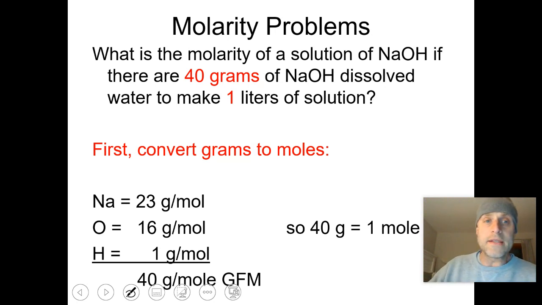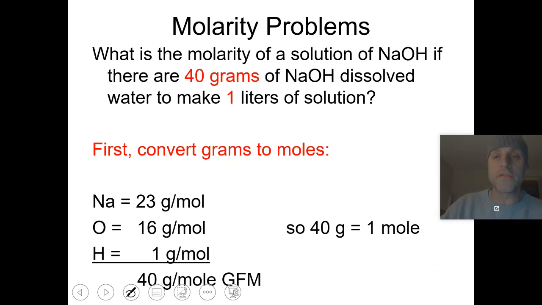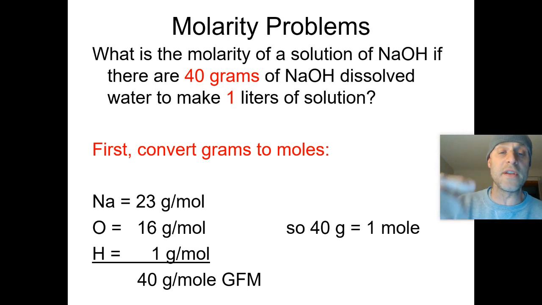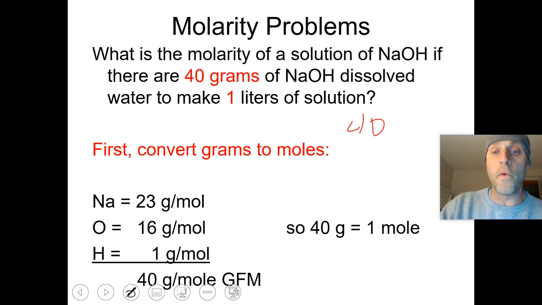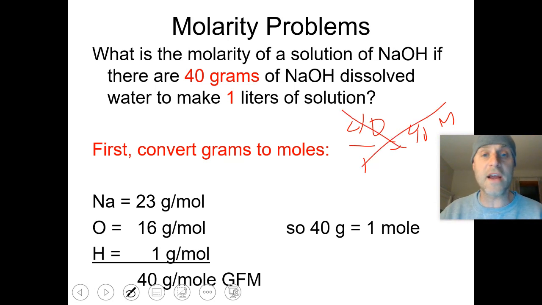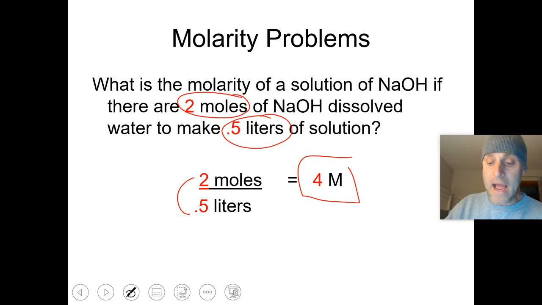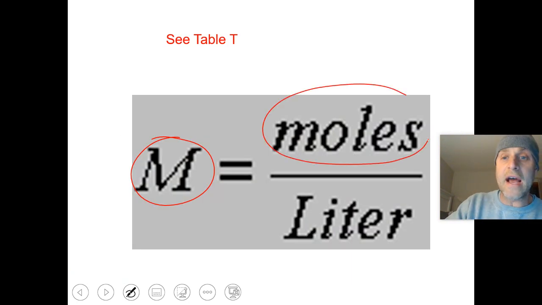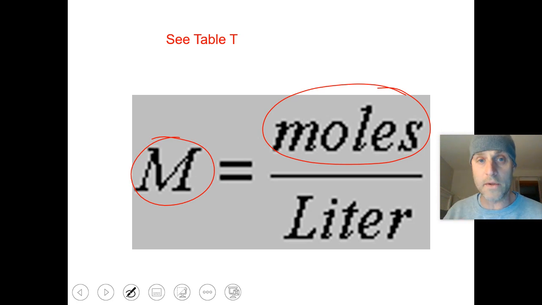It says, what is the molarity of a solution of sodium hydroxide if there are 40 grams of sodium hydroxide dissolved in 1 liter of solution? So most of you are going, yeah, sweet, I can do that. 40 over 1, it's 40 M. Wrong. Why is that wrong? Because if I go back, it's not grams, it's moles.